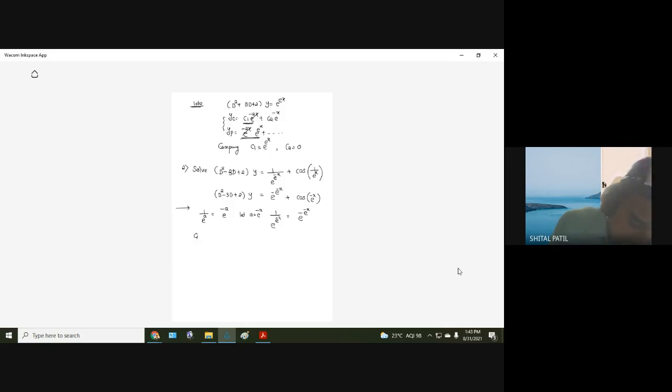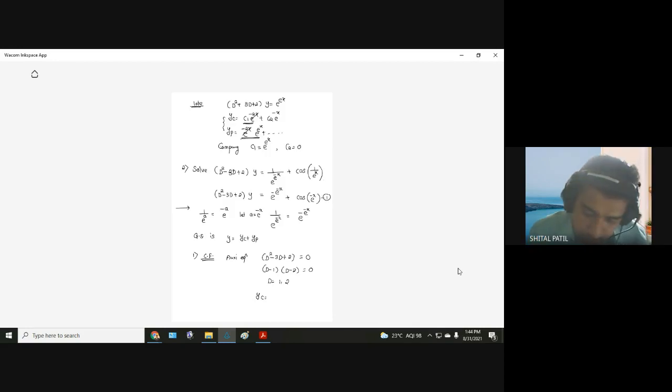Right, the general solution is y equal to y of c plus, let's go a little faster. The complementary function, the auxiliary equation. What is the auxiliary equation? d square minus 3d plus 2, not y, you don't have to write that. So it is d minus 1 into d minus 2, so d equals 1 and 2, and therefore the complementary function, write it here. Equation number 1, please, you might have written it already.